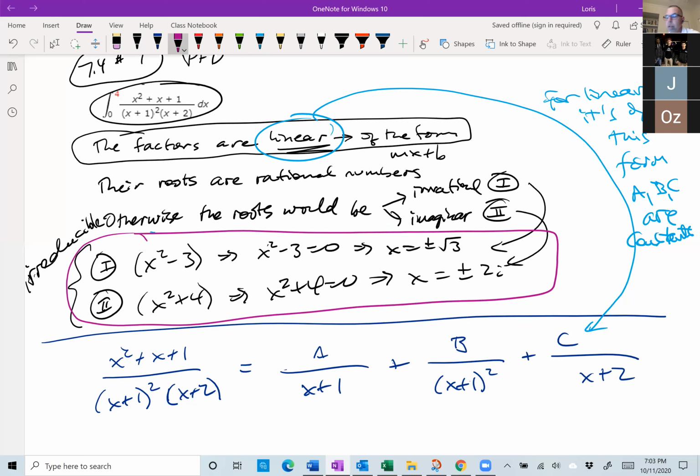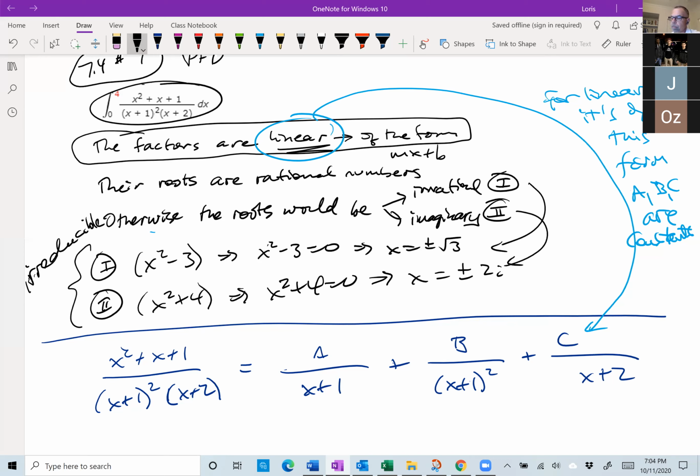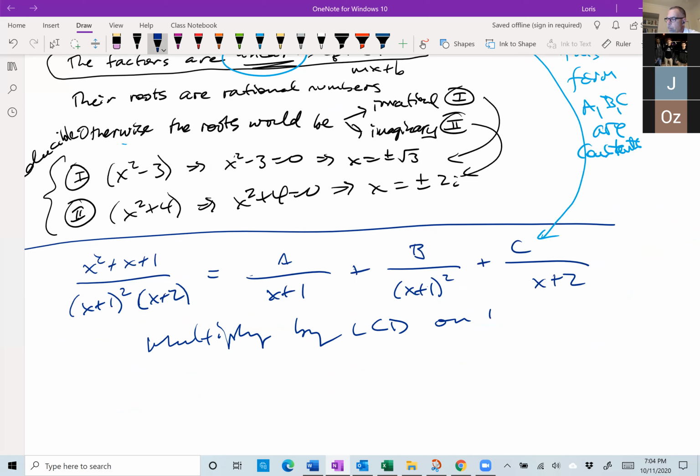So we're here, and what I want to do now is find out what these guys are. What you do is multiply by the LCD on both sides. Billy asked for this problem, but if any of y'all have questions, stop me. The LCD is x plus 1 squared times x plus 2, so I'm going to multiply that on both sides.